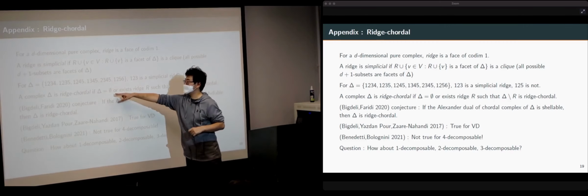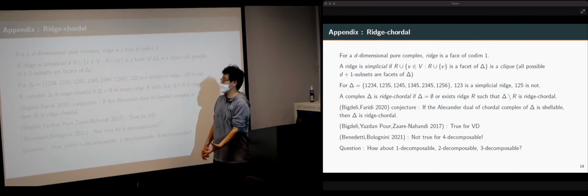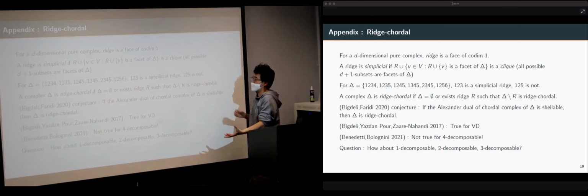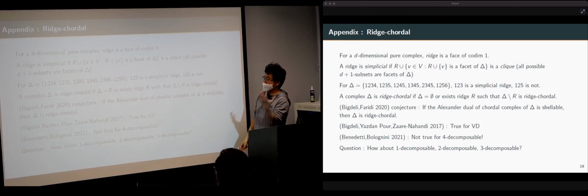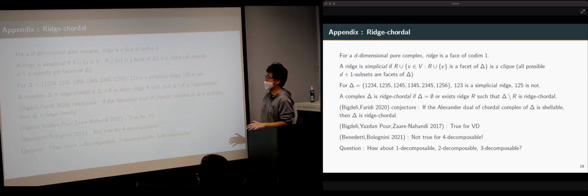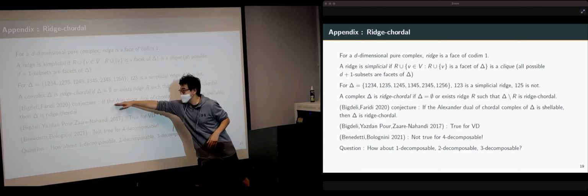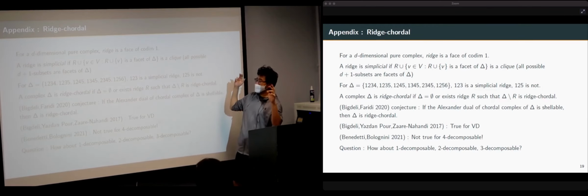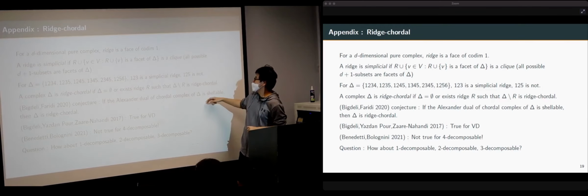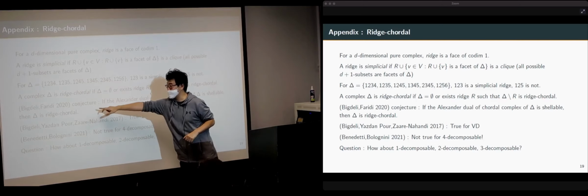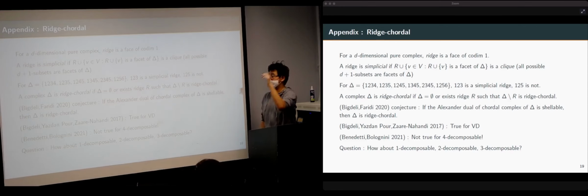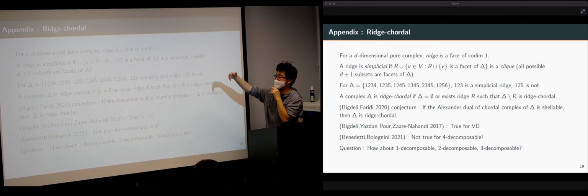Then a complex is called ridge chordal if it's either empty or you can peel off according to a simplicial ridge. Then Bigdeli and Faridi conjectured that if the Alexander dual of a complex, that is basically the cover dual, is shellable, then the complex is ridge chordal. That was their conjecture. This was largely motivated by that relation in dimension 1 between shellable complexes and chordal graphs.